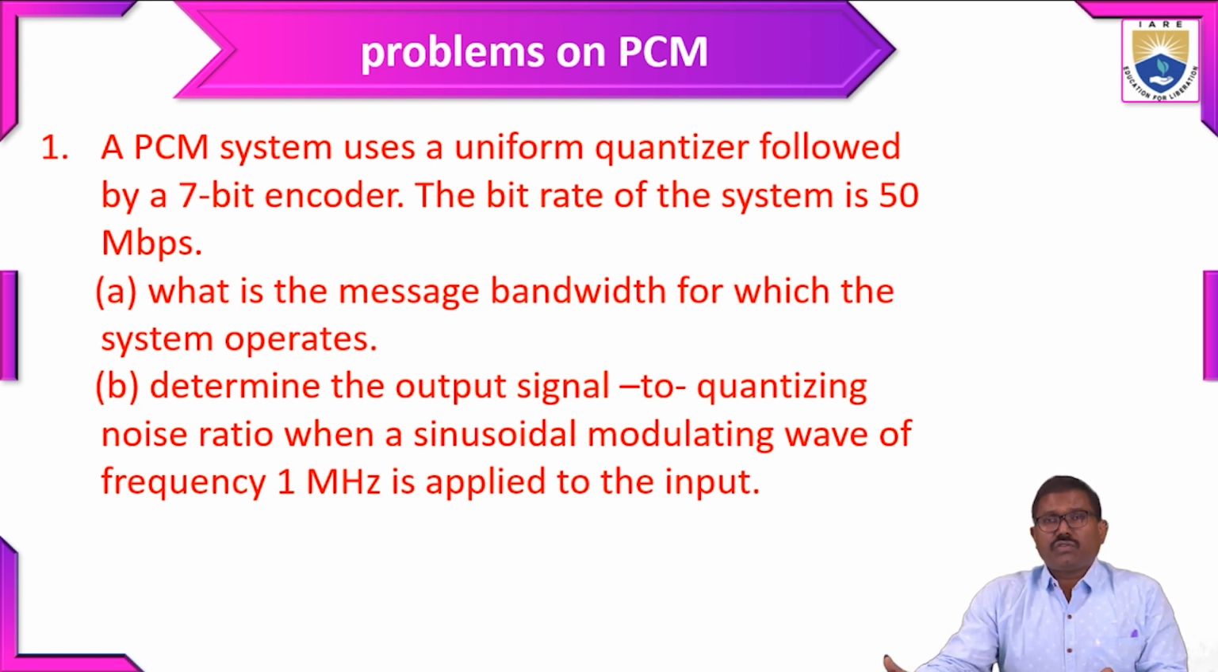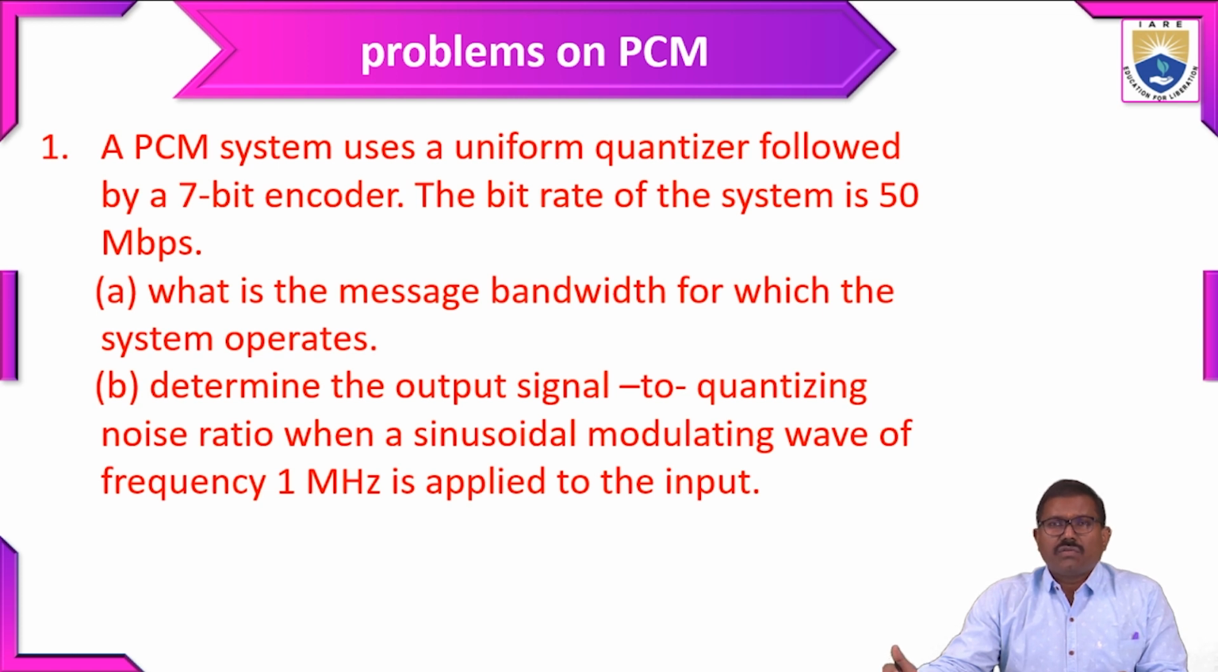To solve this problem, first we must know the PCM system. In a PCM system or any digital system, what do we require? First we require a source. The source is applied to the sampler, then we have the quantizer, and after that the encoder. We already know that an analog signal is converted into a discrete one, and when the discrete signal is applied to the encoder, we get the digital signal.